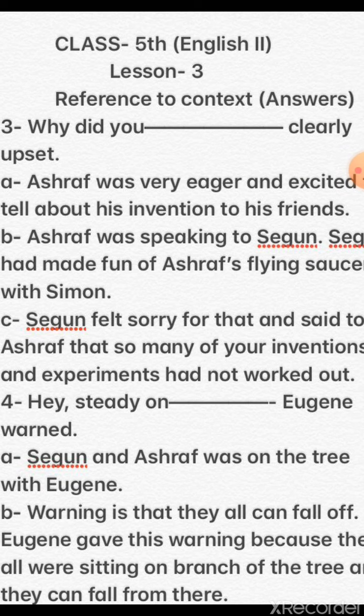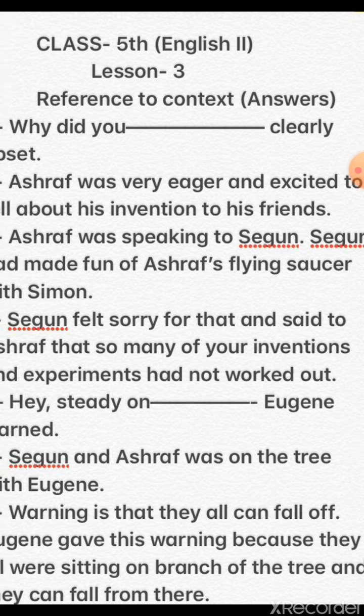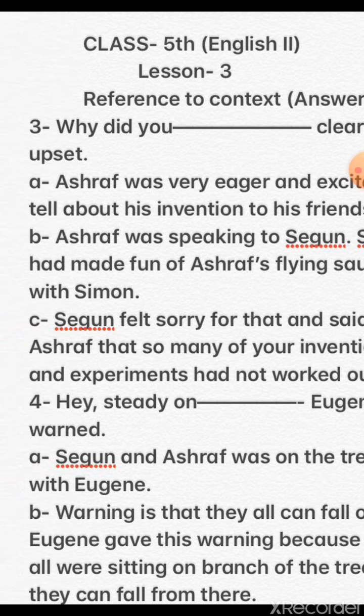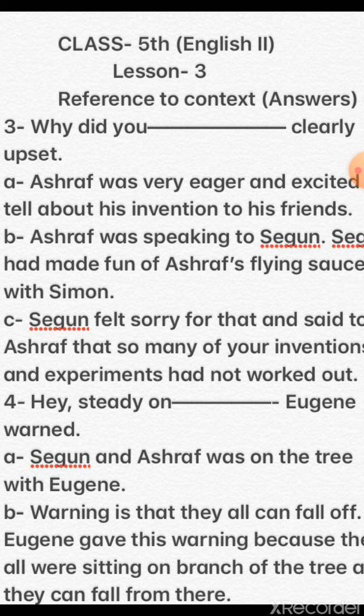B question, what is a warning? What made Eugene give this warning? The warning is that they all can fall off. It was a warning, and Eugene gave this warning because they all were sitting on the branch of the tree and they can fall from there.